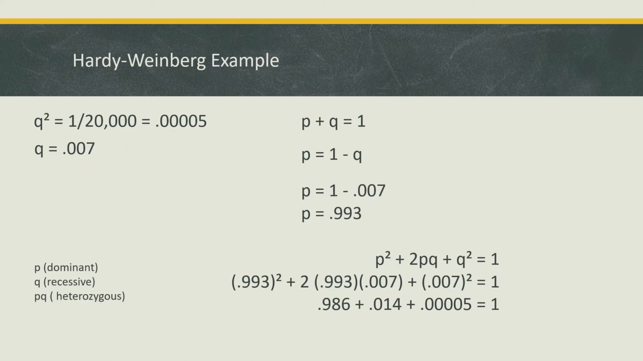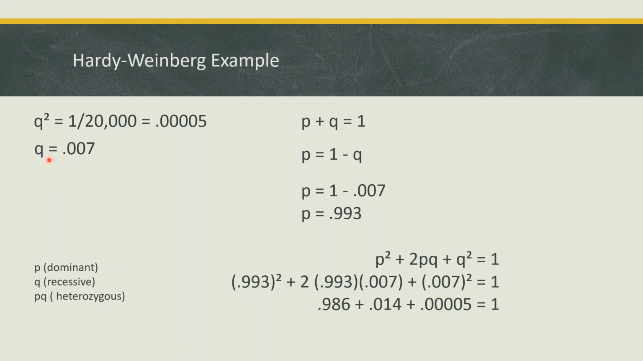Let me just step back a little bit. We have the frequency of homozygous recessive, Q squared, as 0.00005. We want to know what is the frequency of just Q, the frequency of just one recessive allele. Taking the square root of both sides of this equation, we get Q equals 0.007. The square root of 0.00005 is 0.007. That's just one Q, not Q squared.